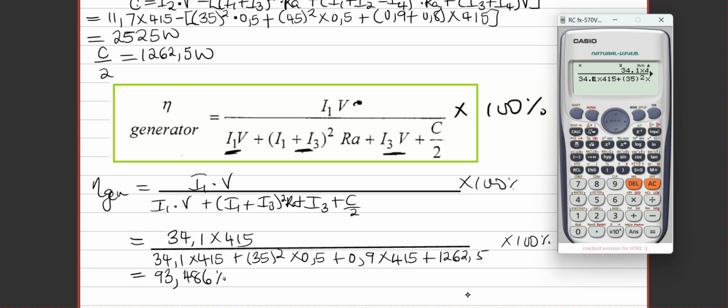So at the top on our calculator here, we have, let's take this up, we have 34,1 times 415. At the bottom, 34,1 times 415, we have 35 squared times 0,5 plus 0,9 times 415. Hey, we forgot to add 1262,5, and that's why we don't recommend this method, because we're likely to make a mistake. So please don't try it at home or in the exam. Follow your heart. You can use this method, it works.